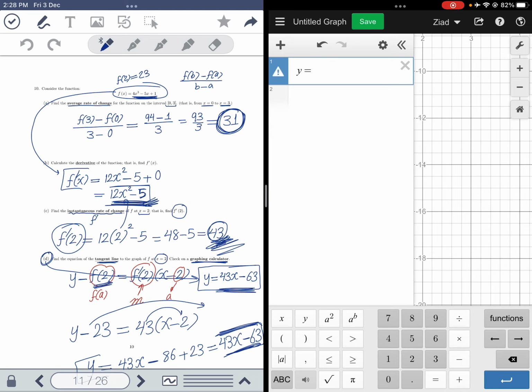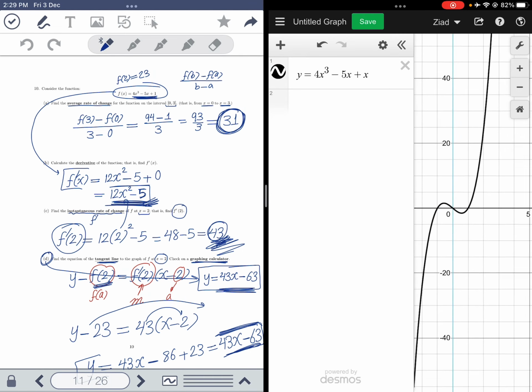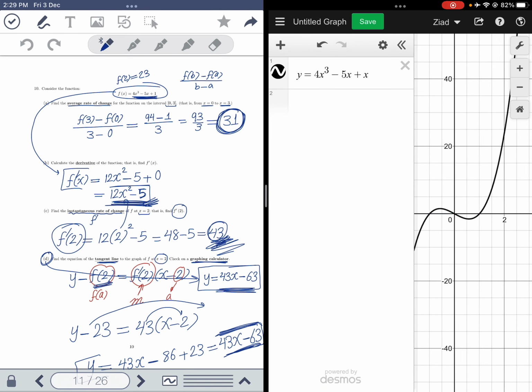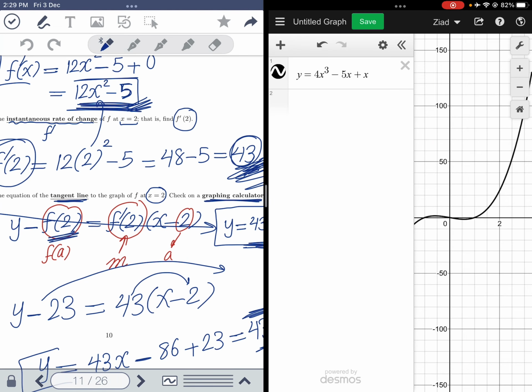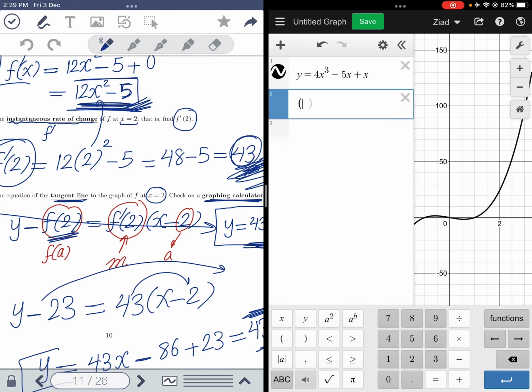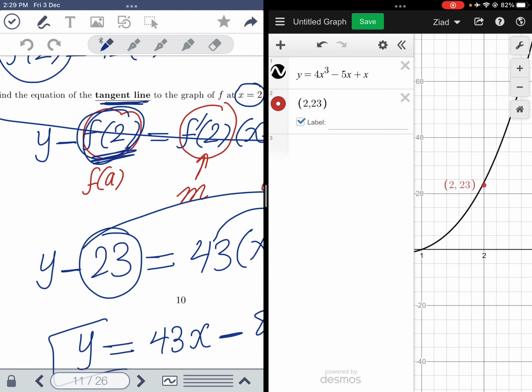Y equals 4x cubed minus 5x plus 1. And so the graph looks like this. This is the graph of a cubic polynomial. And what did we do? We wanted to find the equation of the tangent line at the point 2. So first, the point 2, if you draw the point 2 and its image, what is f of 2? We computed f of 2 was 23. So 2 comma 23, label it.